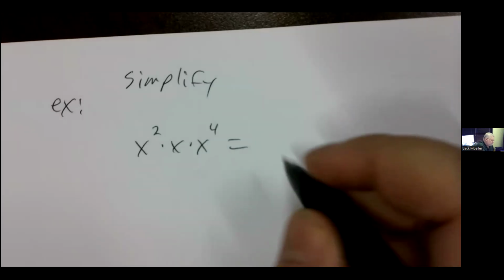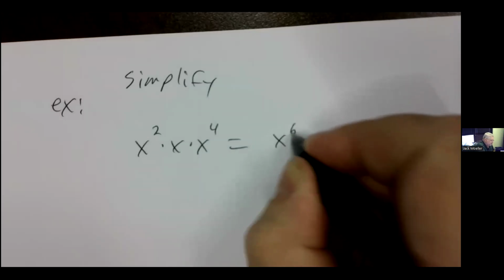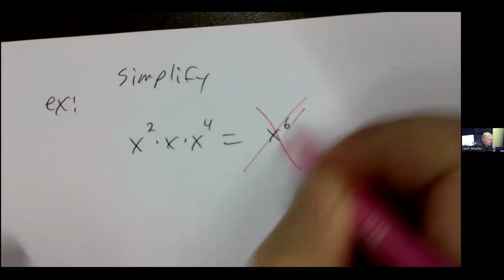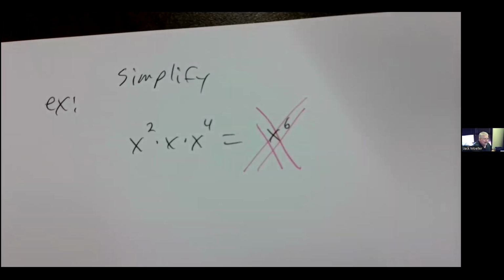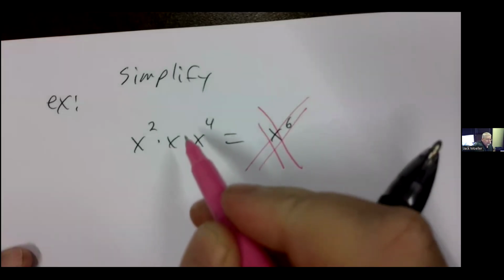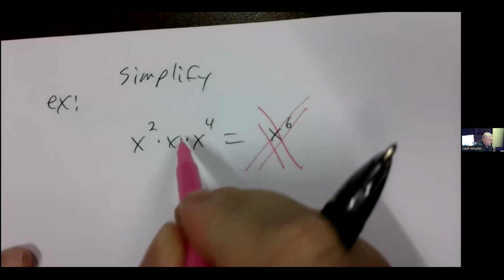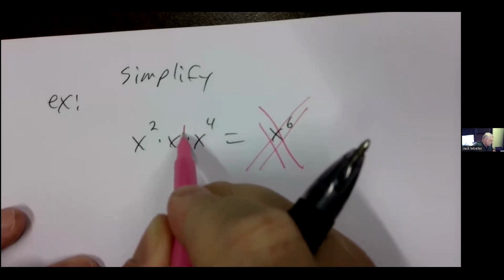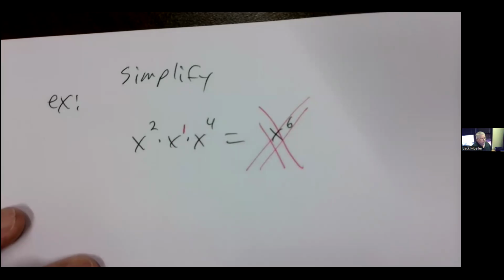Well, often I hear x to the sixth. Well, if that's what you're looking at, that's what you're thinking, you've just made the common mistake here. Okay, so why is it not x to the sixth? Well, some of you probably got this. There is an x there. What's the exponent on that x? Well, if it's not 1, it's understood to be 1.